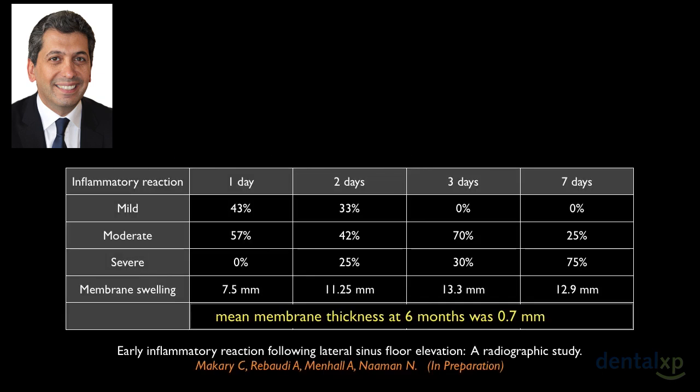This is why we tried to calculate what happened to the membrane thickness at 6 months, and we were very relieved to know that at 6 months, mean membrane thickness that was ranging between 7 to 13 millimeter is now 0.7 millimeter. So everything returned to its normal path, and this is very relieving.